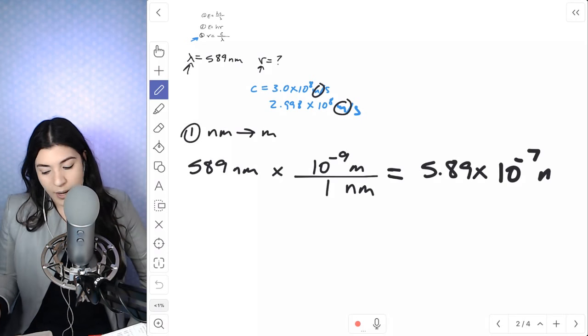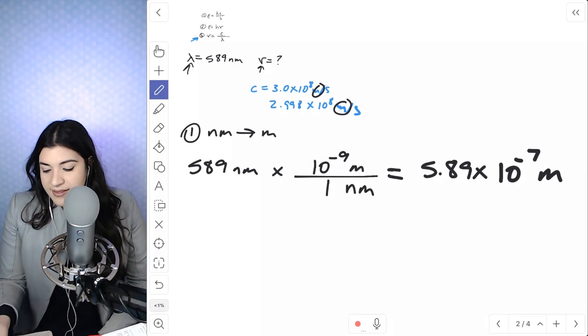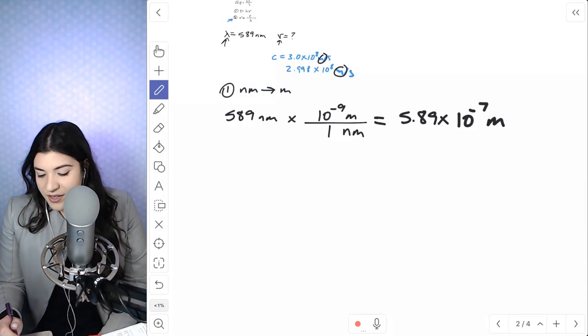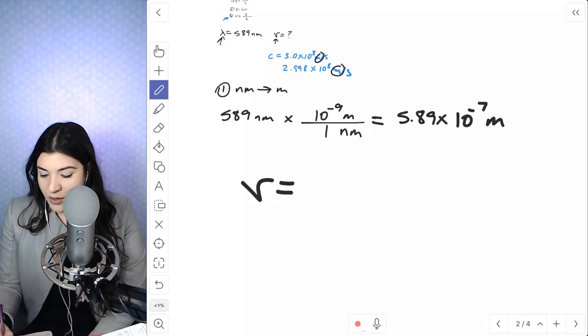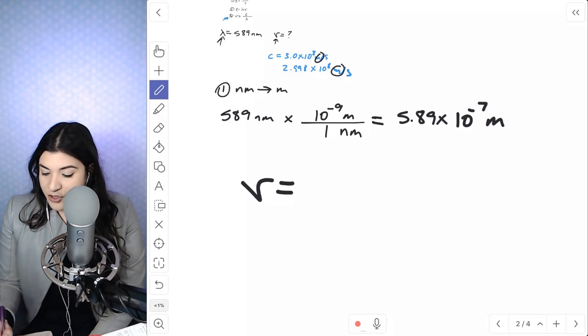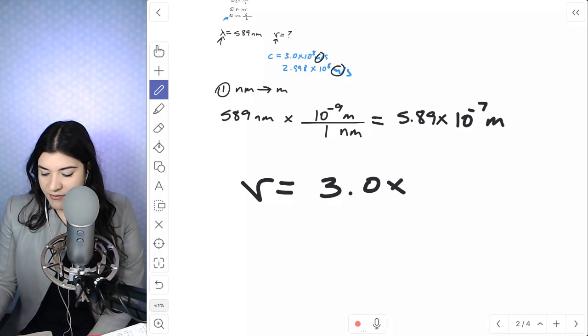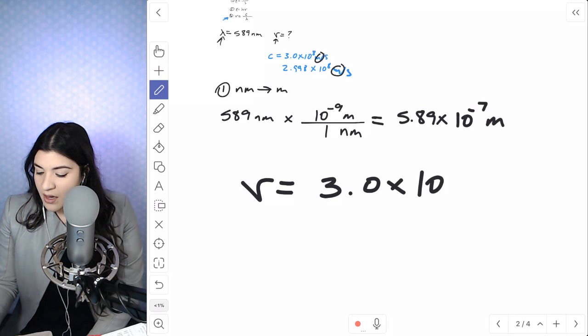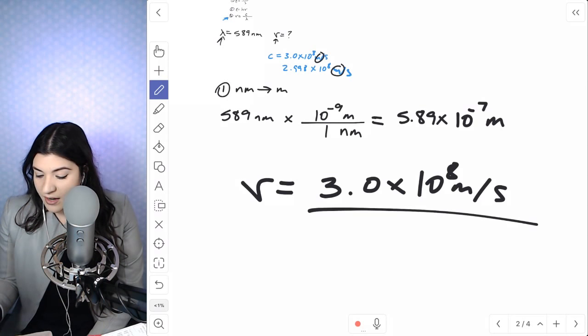Okay, now that I've converted to meters, you can plug in. That is where students get marked off points, or get tricked, unfortunately, just because they forget to change it to meters. So definitely do that first. Now I'm just plugging in my speed of light, or c, on top, divided by the wavelength, whose units I just changed.